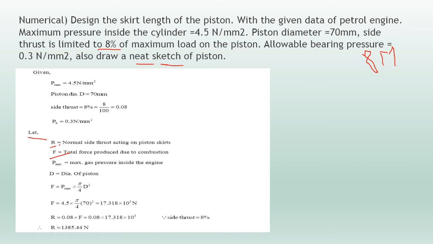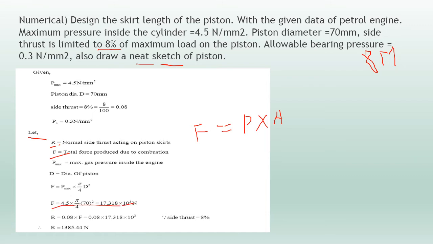First of all we have to find out the total force produced due to the combustion. It is given by the formula F equal to P max into pi by 4 D square, that is pressure into area. Force is nothing but pressure into area. In this case area is pi by 4 D square because the piston is circular. So find out the total force first. F equal to 4.5 into pi by 4 into 70 square. So you will get 17.318 into 10 to the power 3 Newton. This is the total force.